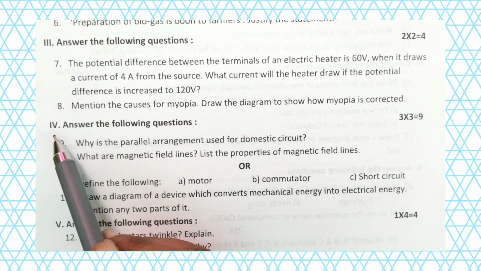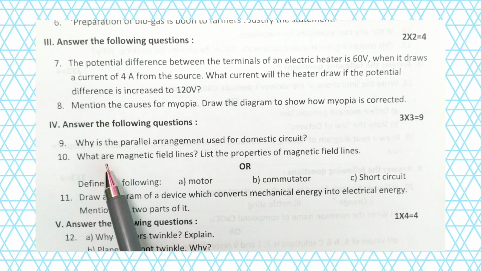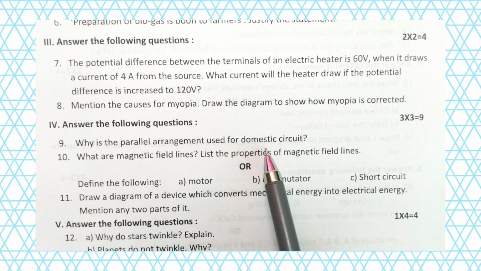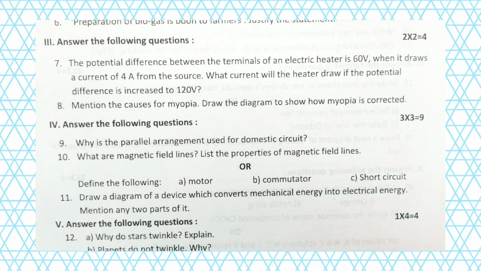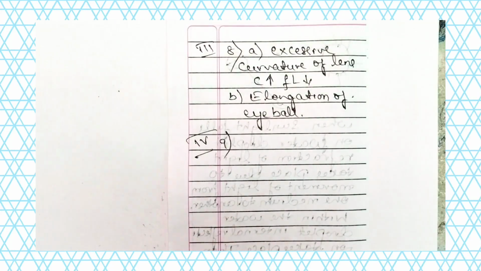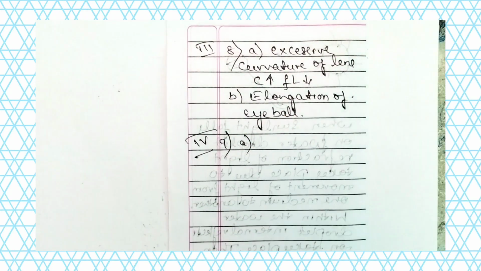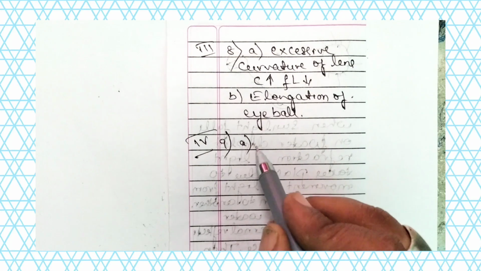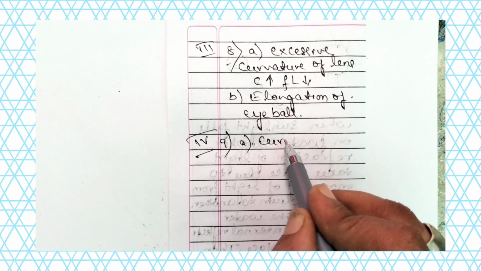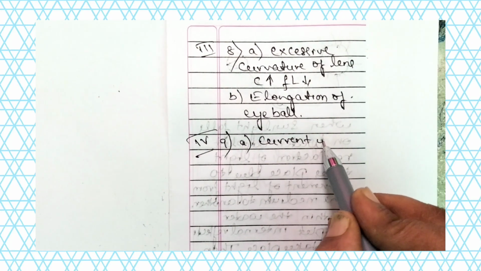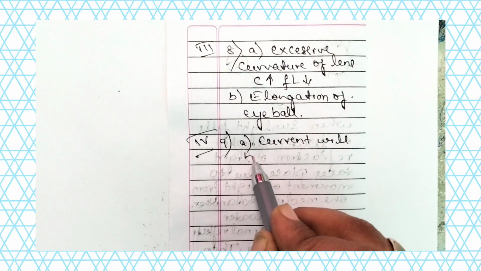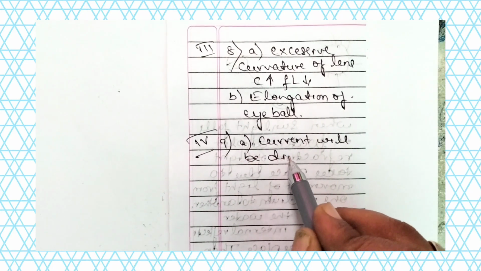So next, the ninth question. Why is the parallel arrangement used for domestic circuit? Now let us answer this question. Why is parallel arrangement needed? First, the reason for parallel connection is current will be divided. Current will be divided.